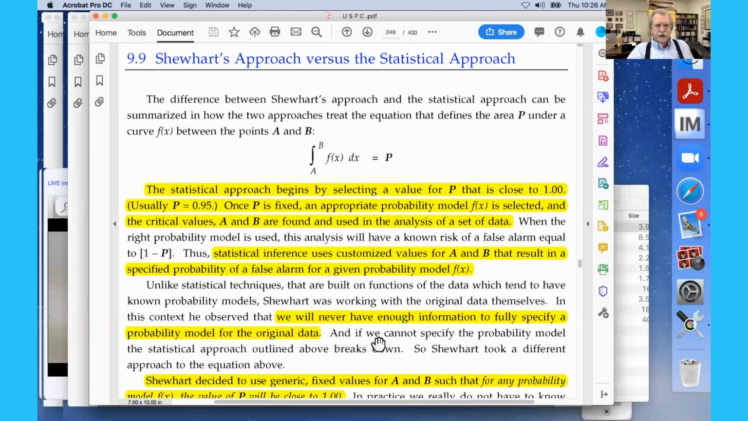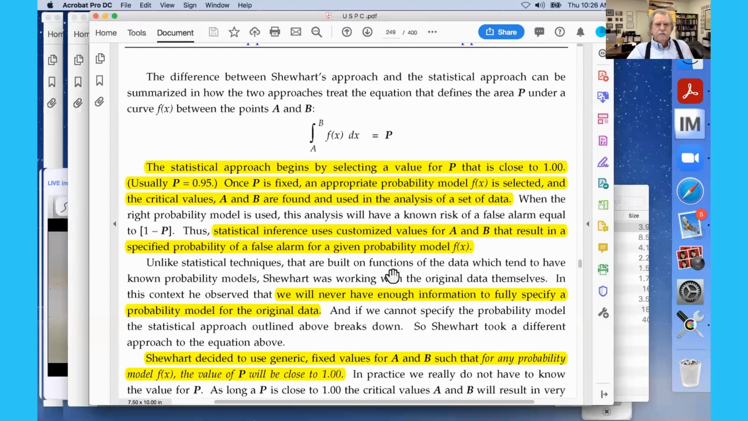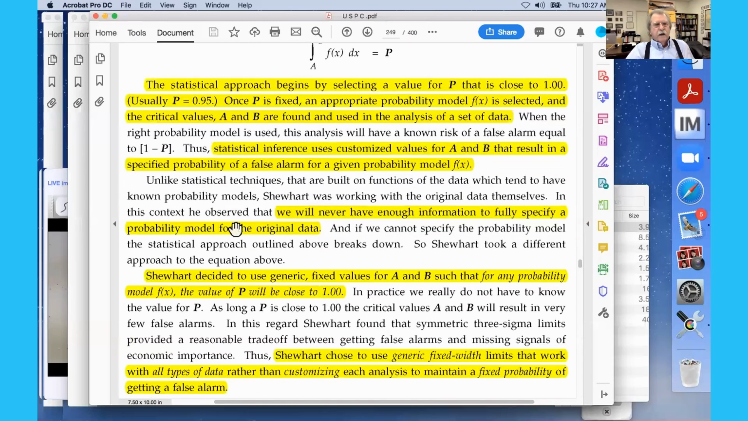Unlike statistical techniques, they're built on functions of the data, which tend to have known probability models. Shewhart was working with the original data themselves. And in this, he observed that we will never have enough information to fully specify the probability model for our original data. And if we cannot specify our probability model, then the approach used by the statistical approach outlined above breaks down. So Shewhart took a different approach.